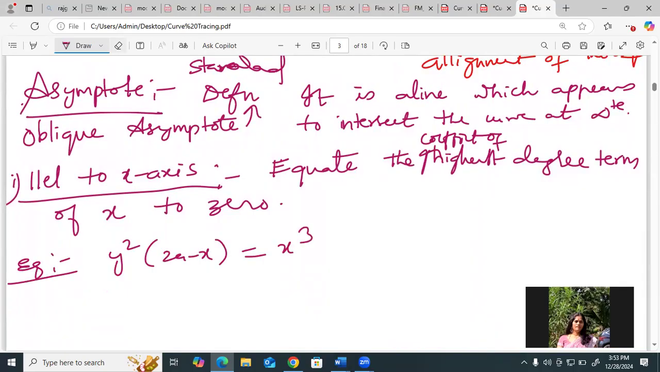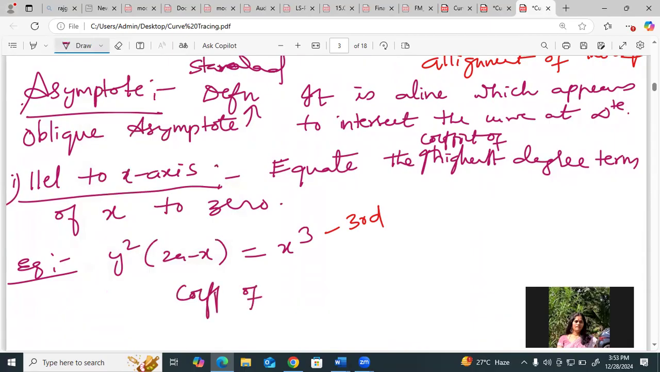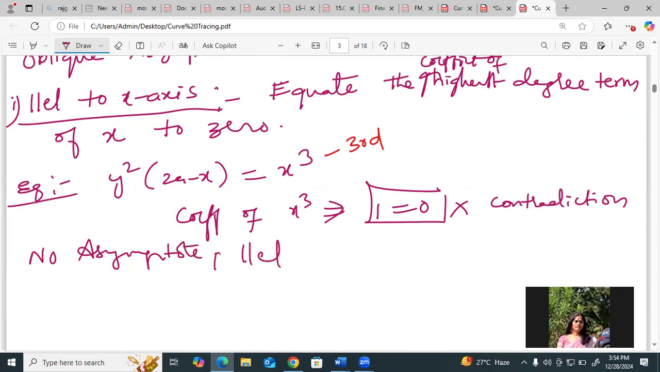What's the highest power of x in this equation? It is 3, third degree, right? Now, the coefficient of the highest degree term, I have to equate to 0. That's the shortcut. The coefficient of x cube is 1, and I'm equating it to 0. Is it sensible? No, it's a contradiction. So I conclude there is no asymptote parallel to the x-axis.